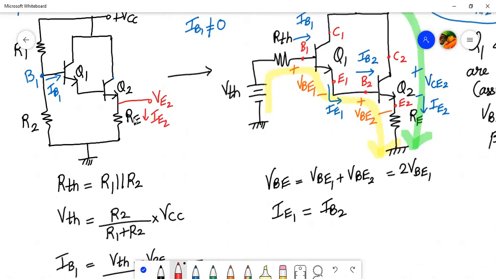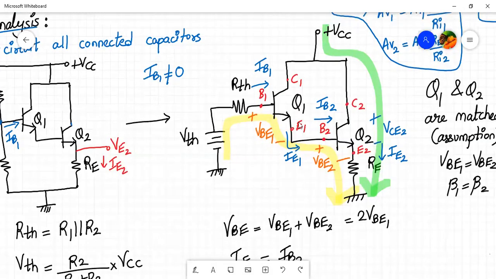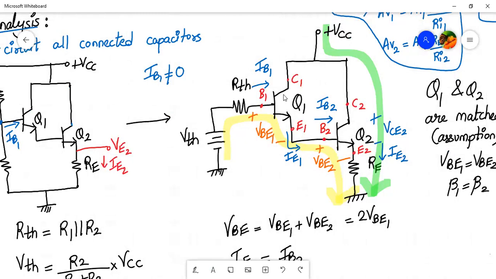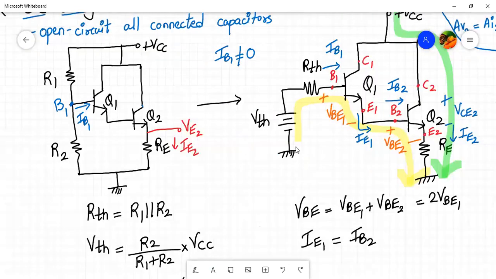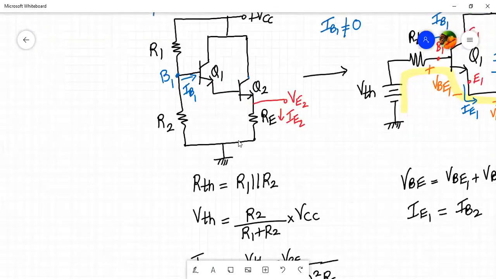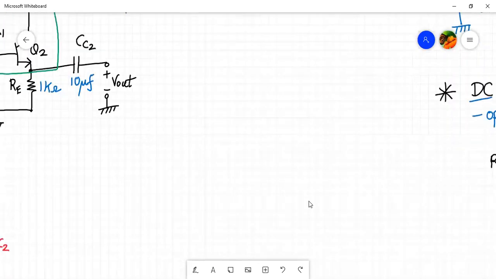So VE2 will be RE into IE2. All right. And also your VE1 is same as your VB2 voltage. All right. And your VC1 and VC2 voltage are equal to VCC. Okay, fine. So let's proceed with this knowledge of DC analysis for our numerical.